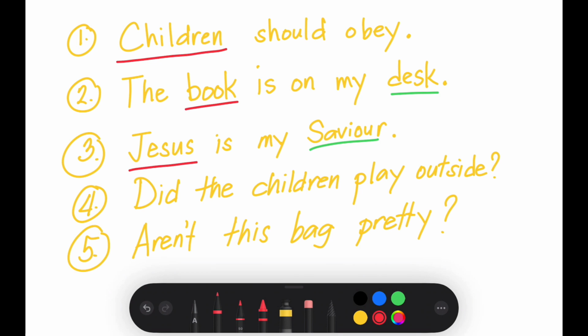Now let's say number 4. Did the children play outside? So who is the sentence talking about? Sino ang bida ng sentence na to? Who is the sentence talking about? We're talking about the children. Okay? Now sometimes you get confused. Saan ba yung verb dyan? Kasi the verb here is actually did play. So later, I will explain that more when we go to the verbs na. But this time, let's focus muna sa ating subject.